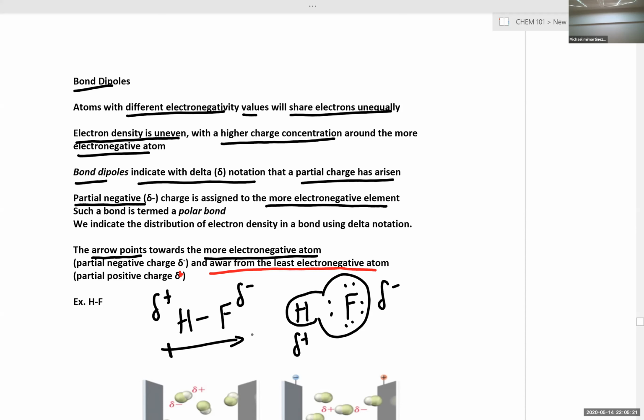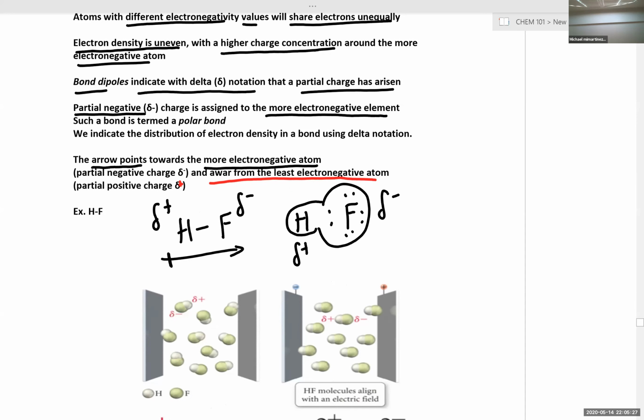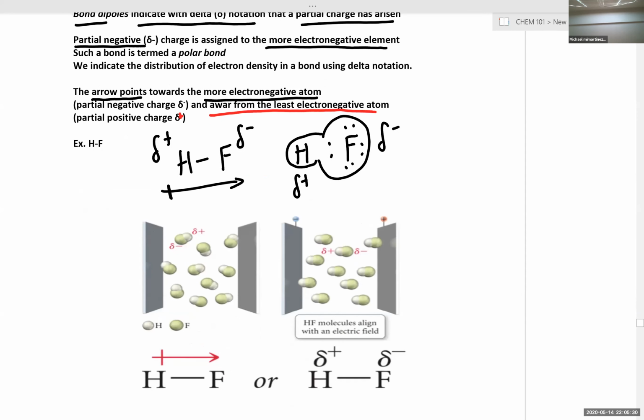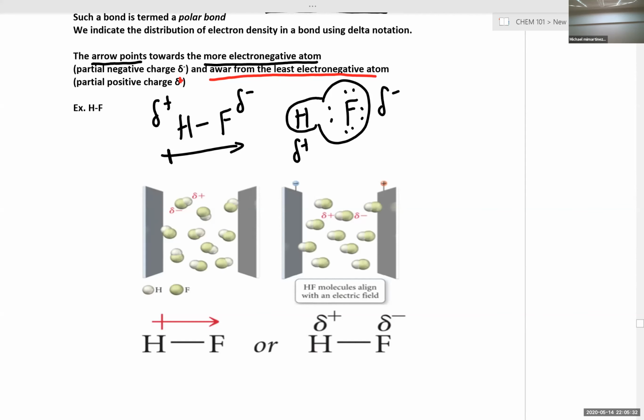Now, by looking at bond dipoles and our molecular shape, we can in turn assess molecular polarity. We can see the presence of a bond dipole based on the fact that if we take a sample of polar molecules and we apply an electric field, those molecules will align to the electric field.